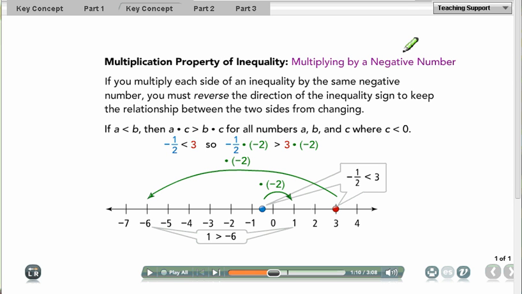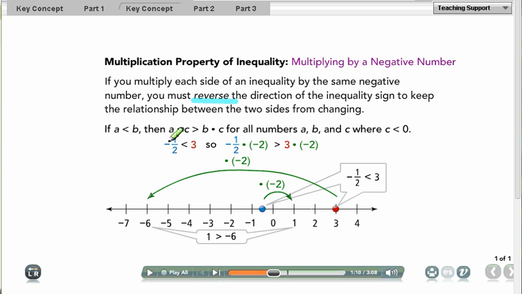There are times where you're going to be multiplying by a negative number, and there is an important way to handle this. If you multiply each side of an inequality by the same negative number, you must reverse the direction of the inequality sign to keep the relationship between the two sides from changing. So if A is less than B, then A times C is going to be greater than B times C for all numbers A, B, and C where C is less than 0.